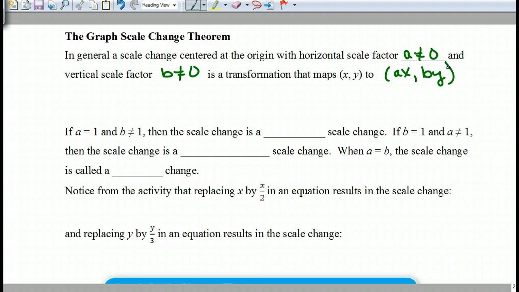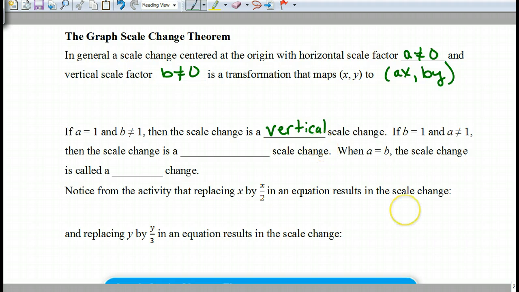Okay? What does A and B stand for? A is what we're going to multiply by to make it stretch or shrink or smoosh. So, for instance, if A is 1 and B is not 1, then the scale change is a vertical scale change because we are looking at how it's changing the y. The x doesn't change at all. The y is what's changing.